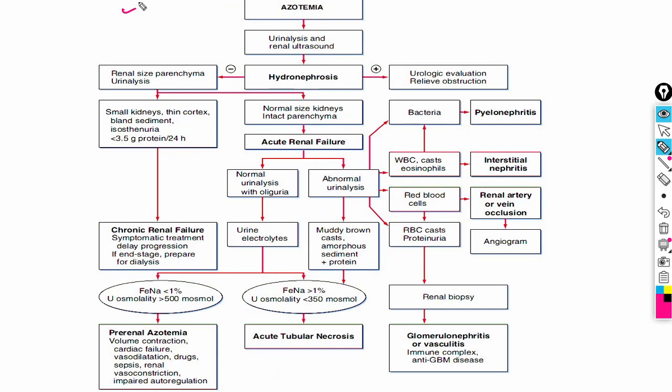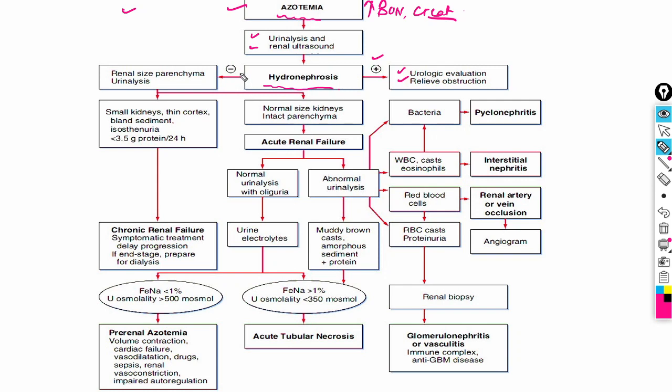Now friends, coming on to the last but most important part of this presentation, that is the algorithm of how to approach a patient of azotemia. Whenever a patient comes with azotemia, that is, blood reports are suggestive of increased blood urea nitrogen and creatinine, we will suggest the patient for urine analysis and a renal ultrasound. If on renal ultrasound hydronephrosis is seen, it will be a post-renal cause and it will require a urologic evaluation and relieving the obstruction.